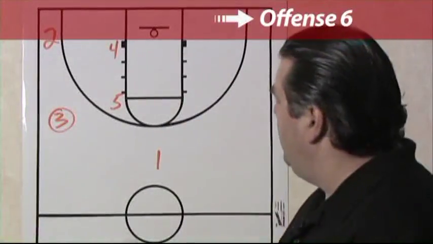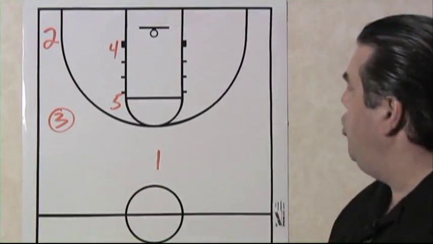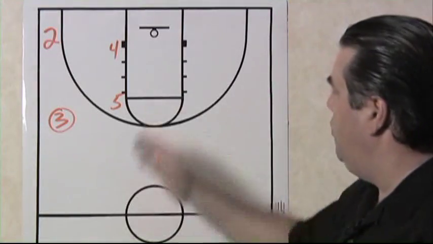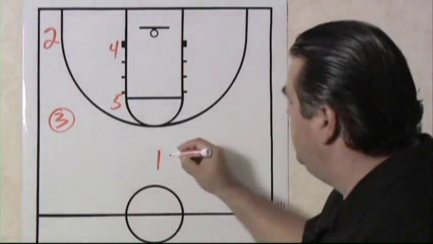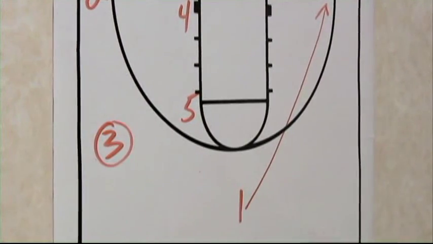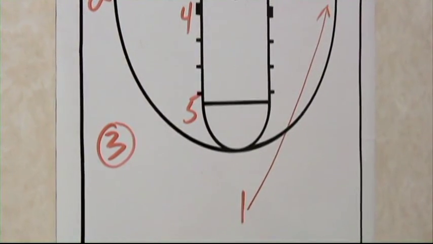This offense will now continue with us trying to get 1 for an open shot on the backside of the floor. As soon as 1 had passed to 3 on the wing, 5 flashing to the high post, 1 will cut to the backside of the floor. If he's a 3-point shooter, he certainly should cut to the 3-point line.